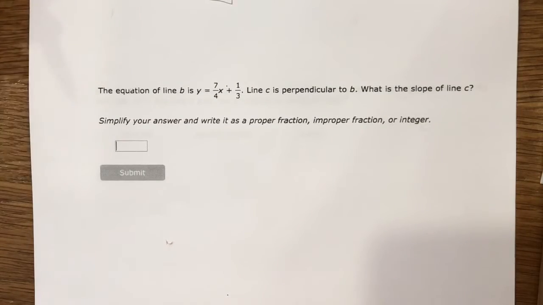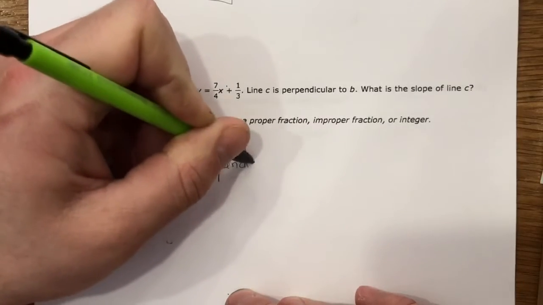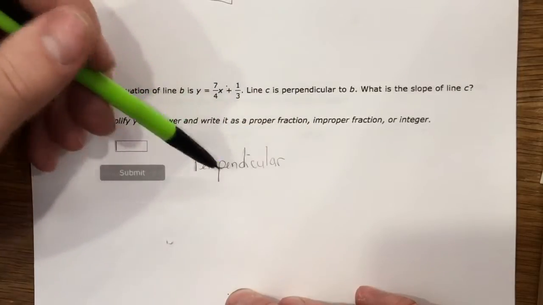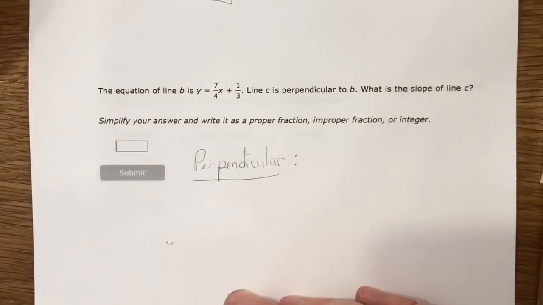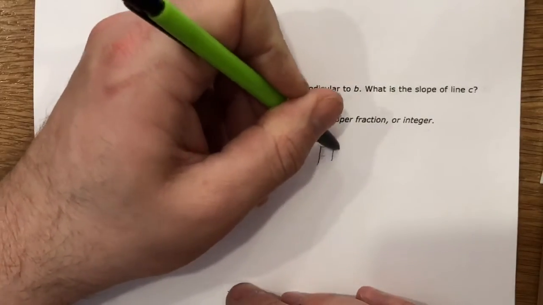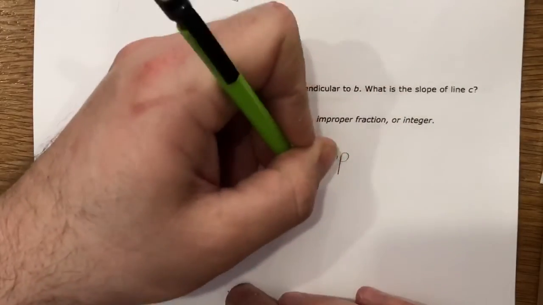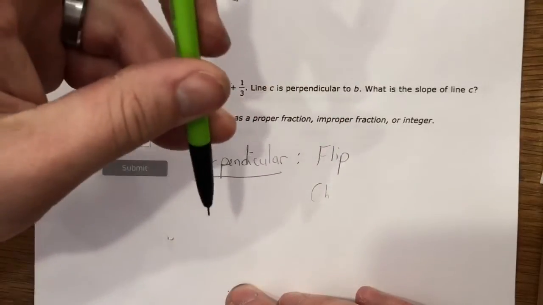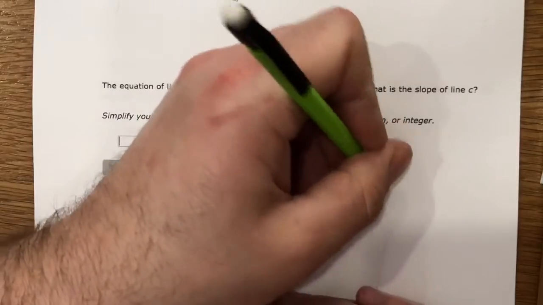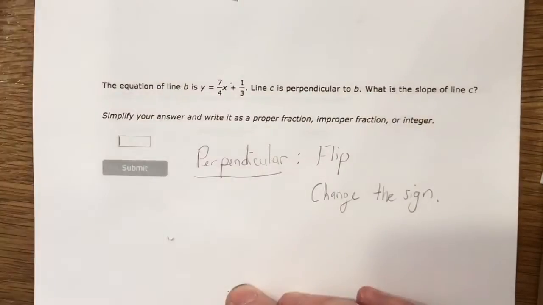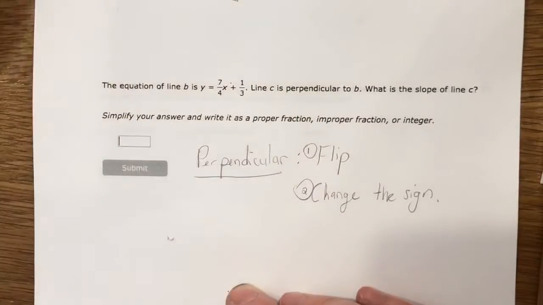In this particular case, you need to know about perpendicular slopes. When you're dealing with perpendicular slopes, you are not going to be dealing with the same slope like you were with parallel. For a perpendicular slope, what you're always going to do is flip the fraction over, or flip the number over, and then also change the sign. That basically means if you're dealing with a positive, you change it to a negative, and if you're dealing with a negative, you change it to a positive. So you flip it, and then you change the sign.